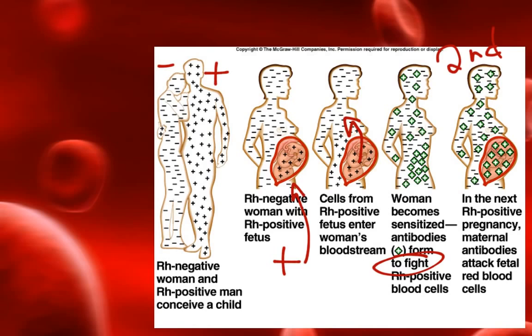And so there's actually a shot that they give mothers in this situation after her first pregnancy that can prevent this from happening. But it's obviously something that doctors need to know as far as what the blood type of a father is and what the blood type of the mother is and what the blood type of the baby is to prevent complications.